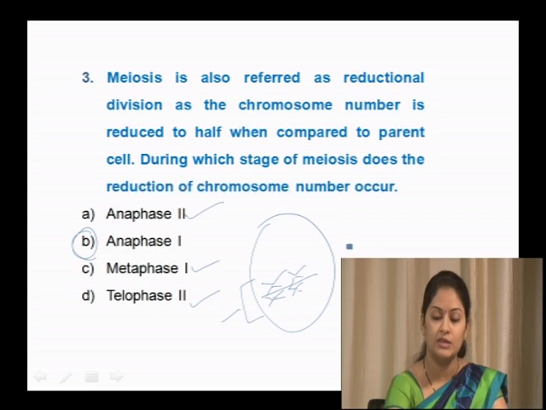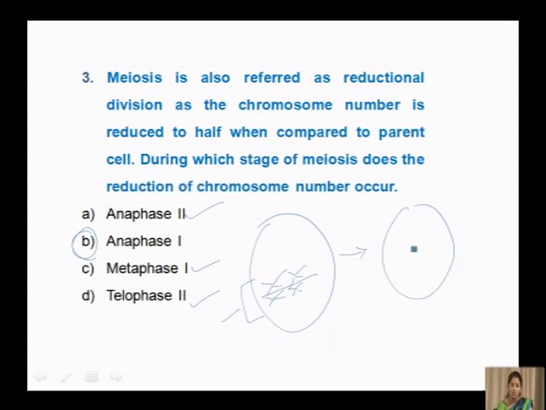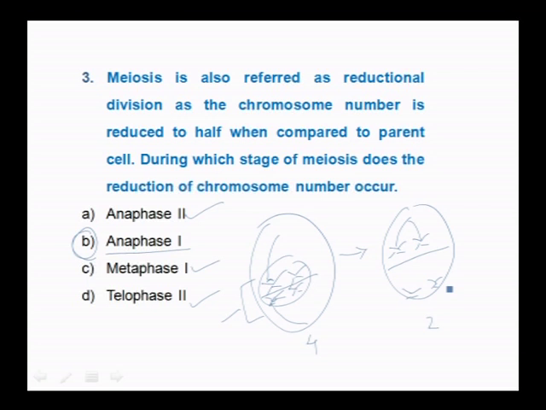But when it enters the next stage, anaphase 1, because the kinetochore is associated with the spindle fibers only on one side, the entire chromosome is shifted to the poles. The sister chromatids are not separated. So one pole gets 2 chromosomes and another pole gets 2 chromosomes. The original chromosome number was 4 here. Now each pole has 2. Therefore, anaphase 1 is actually reducing the chromosome number. You can come to the conclusion that B is the answer.